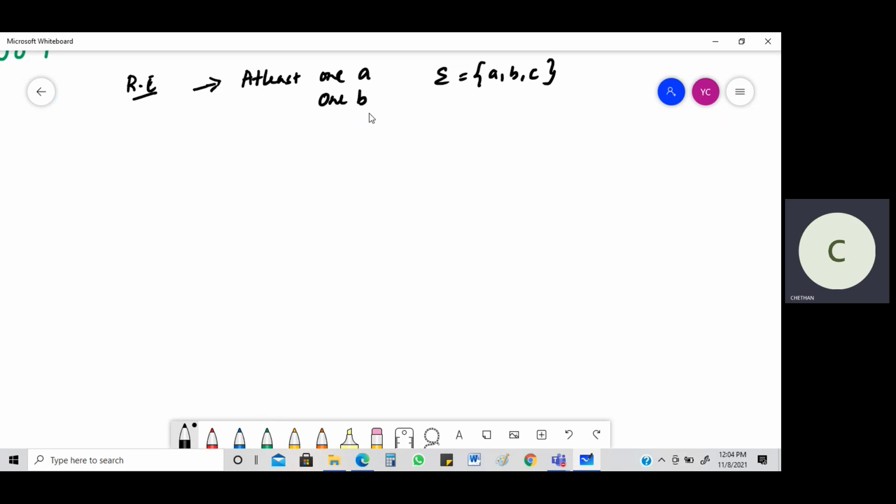Okay, but they're clearly saying that you need to write one A and one B. So you should have at least one A and one B. There are two ways of doing it. What is the way of doing it? First, we'll write one A, then followed by a B, which can be very clearly represented like this.